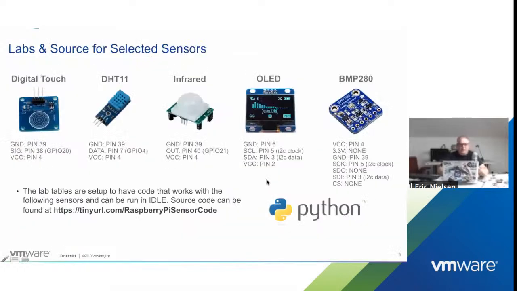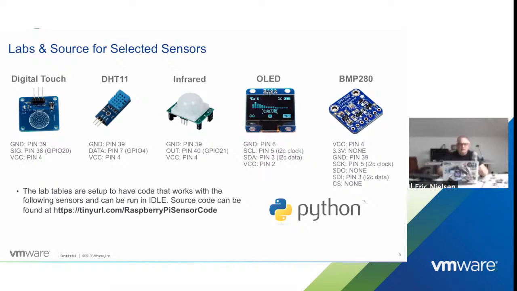So today we do have some code that we're going to talk through that will work on the digital touch. It'll work on the infrared. I'll show you some BMP280 code and some OLED code. And if you want to go get that code, you can go to tinyurl.com/Raspberry Pi sensor code. And you don't have to type all the code in from the slide deck, that we have also published on the code website.